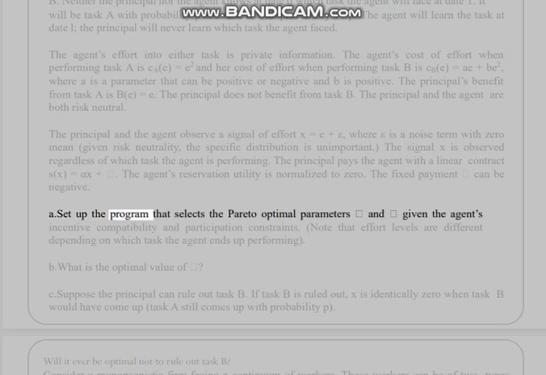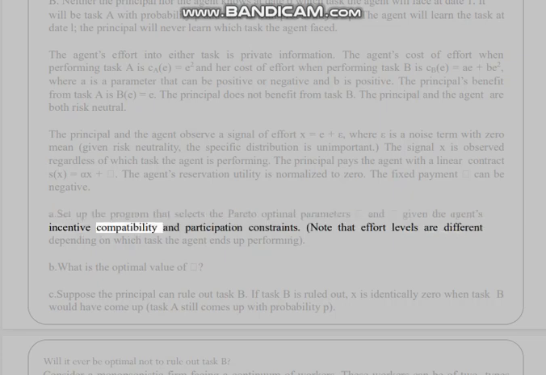A. Set up the program that selects the Pareto optimal parameters alpha and beta, given the agent's incentive compatibility and participation constraints. Note that effort levels are different depending on which task the agent ends up performing. B. What is the optimal value of alpha?